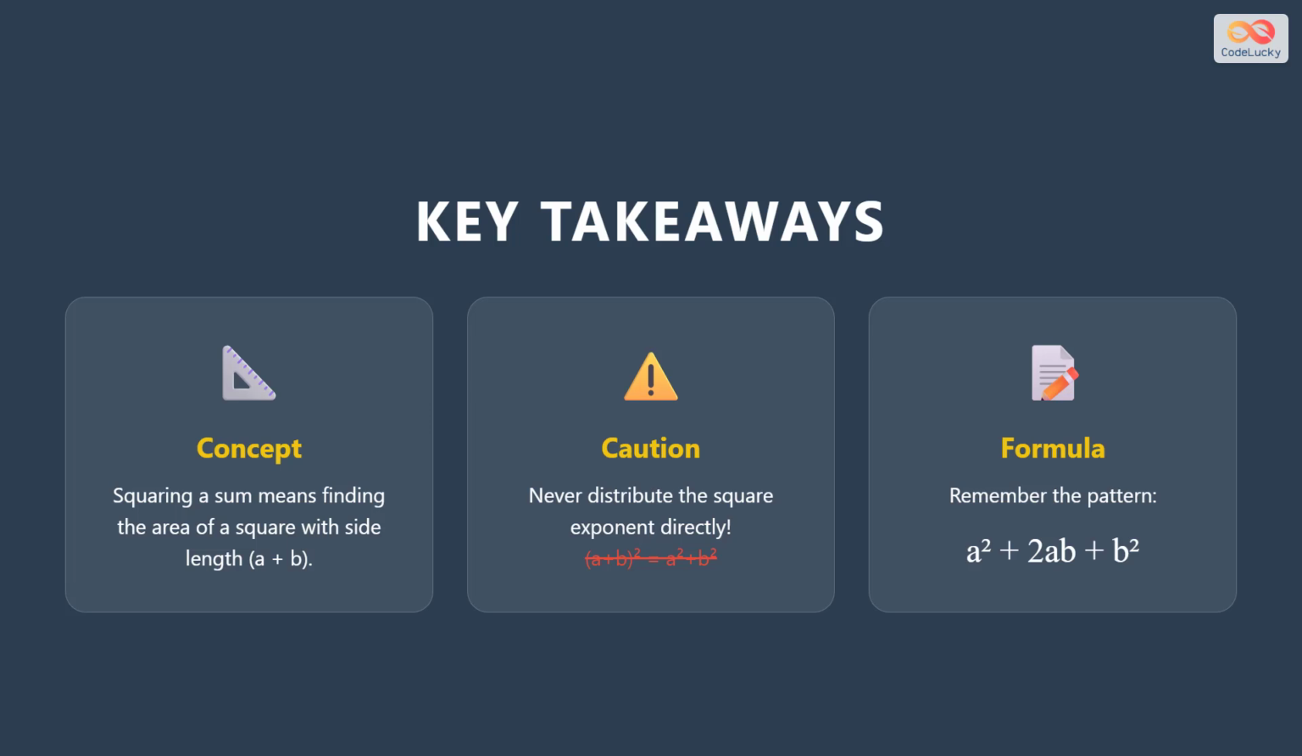To summarize, squaring a sum represents an area. Always be careful not to distribute the square directly. Remember the formula: square the first, add double the product of the two terms, and then add the square of the last.